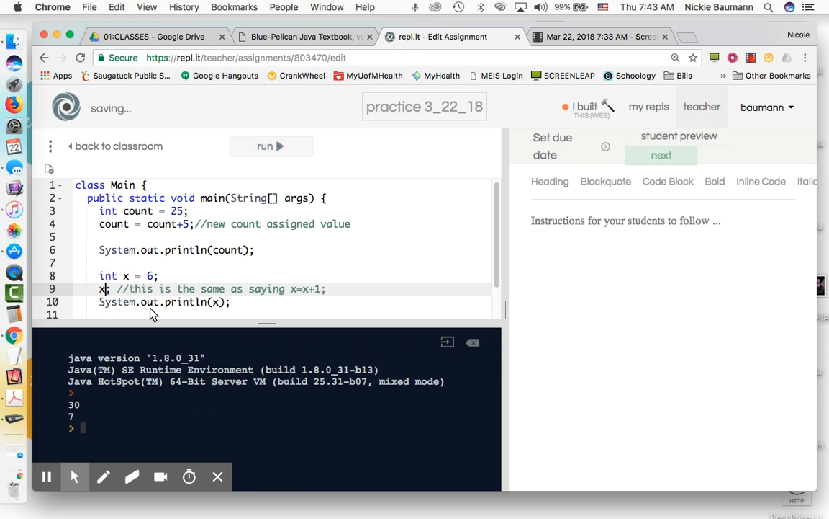So I'm going to go back. And this is just saying x minus 1. And so the answer would be 5. So that's just an example of how that works. As far as using plus plus or minus minus, it's just incrementing or decrementing by 1. So it's nothing too new, but definitely something that is possible.